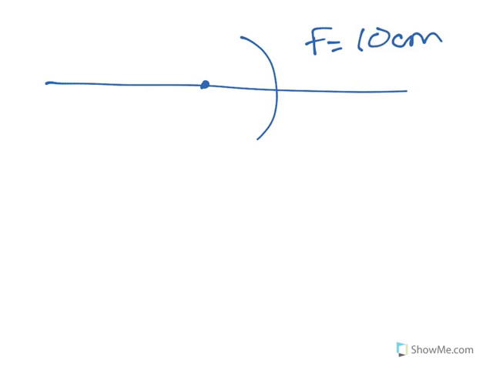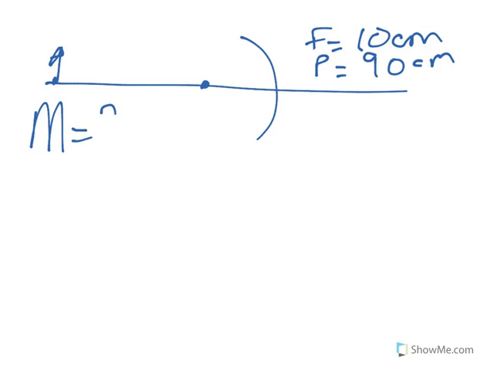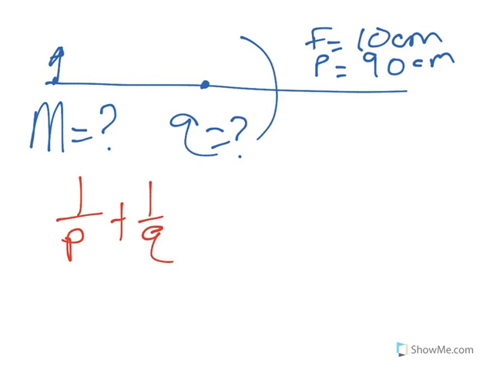And then we have an object way out there at, let's say, 90 centimeters. We want to know what the magnification is and what the distance of the image is. So I'm going to be able to find both of these. So I plug it into my formula, 1 over P plus 1 over Q equals 1 over F.